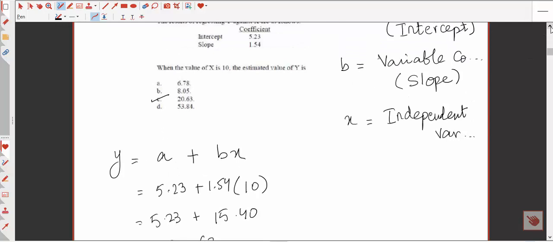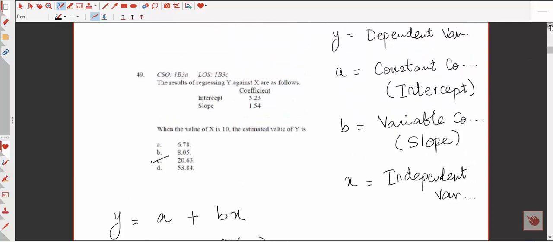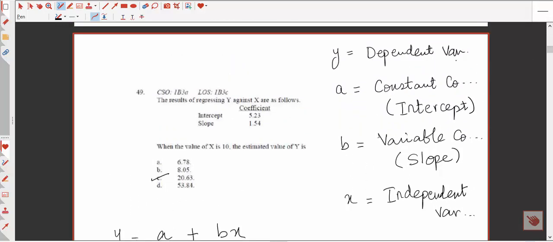So like this you can solve questions on regression analysis, and there is no rocket science in this topic at CMA Part 1 level, so don't worry about it so much. You just need to remember the main terminologies and how this line of best fit operates: what is y, what is x, what is a, what is b. So that's the end of regression analysis. I hope you understood it very well, and see you in the next video with another topic.